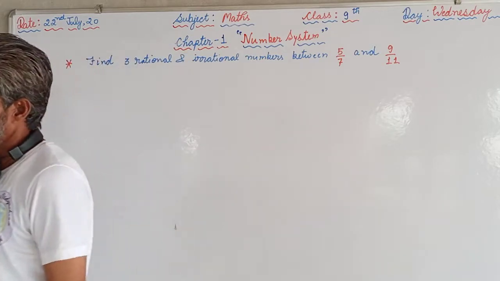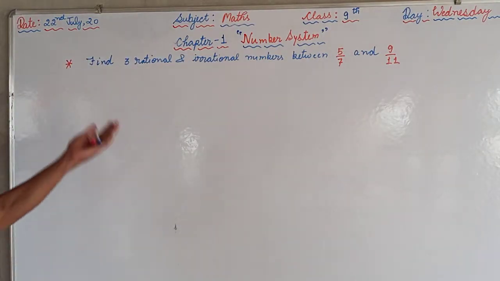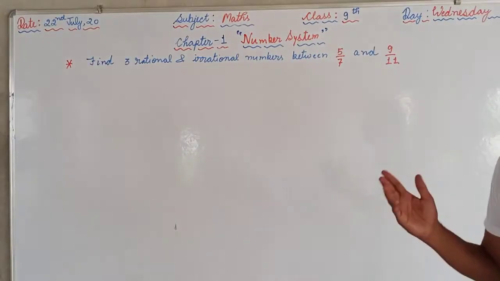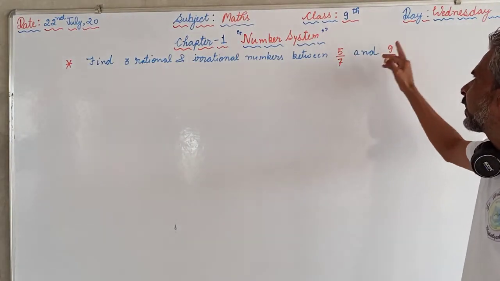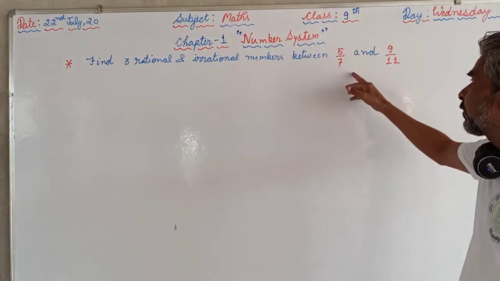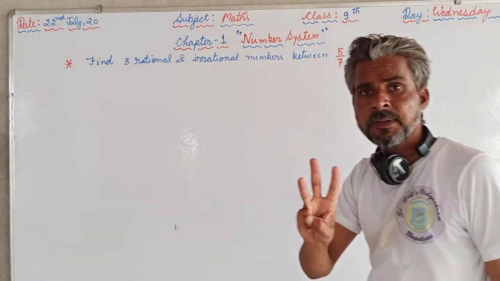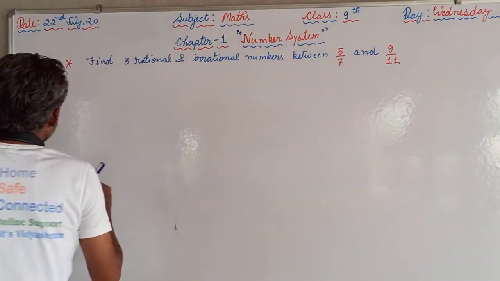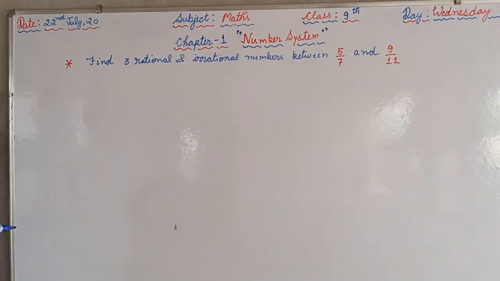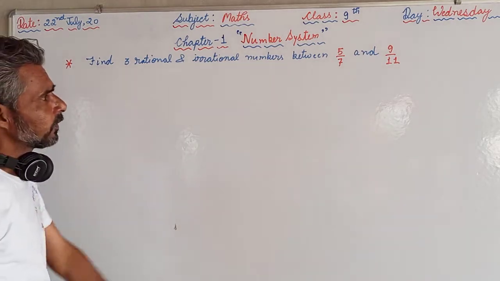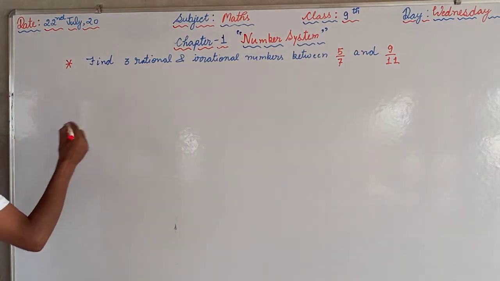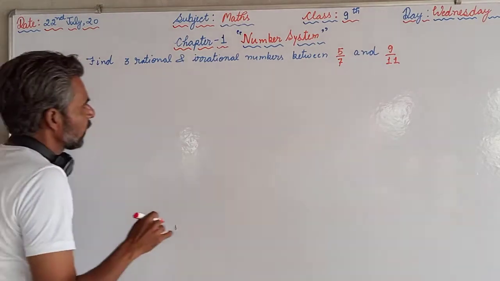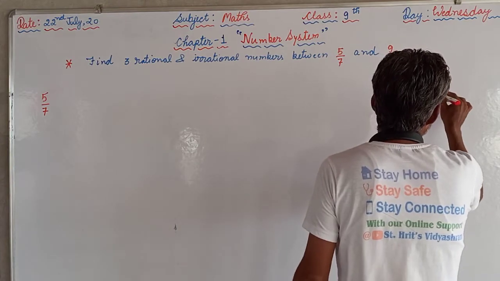So today we will discuss one question which is already written on the board, that we are supposed to find three rational as well as irrational numbers between 5/7 and 9/11. 5/7 और 9/11 के बीच में हमें three rational numbers as well as three irrational numbers we are supposed to find. So first of all we will try to find out the decimal form of these two numbers. So we will write it apart. So this will be 5/7 and this will be 9/11.